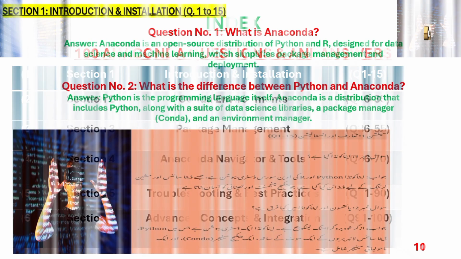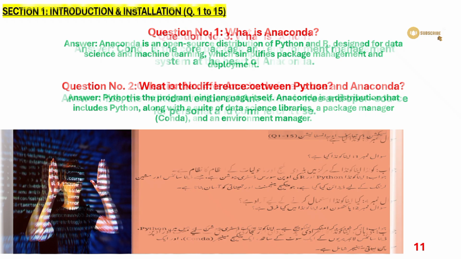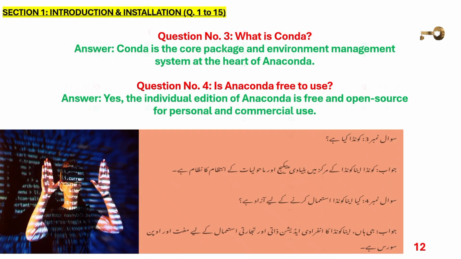Question number 10. What is the default command line interface for Anaconda on Windows? Answer. The Anaconda prompt is the recommended command line interface on Windows, as it ensures Conda and your environments are available in the path. Question number 11. How can I check if Anaconda was installed successfully? Answer. Open your terminal or Anaconda prompt and type conda --version. If it returns a version number, the installation was successful.